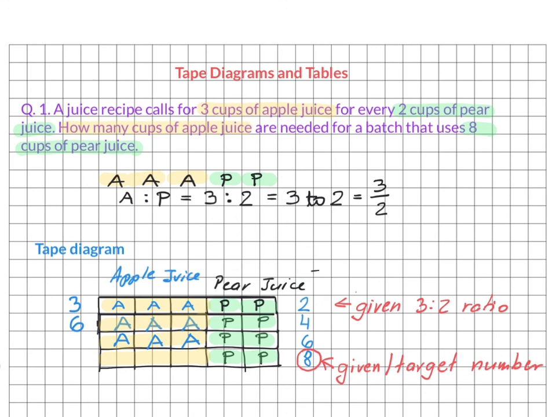So 3 plus 3 is 6 plus 3 is 9. Now I'm going to do 2 more cups of apple juice, and 9 plus 3 is 12. So this is my answer, and I'm going to box my answer. So based on the computations using the tape diagram, if I have 8 cups of pear juice in a batch, to keep the same taste, I have to have 12 cups of apple juice.